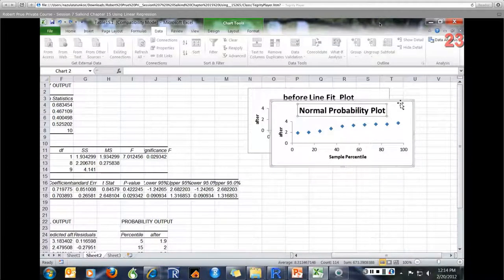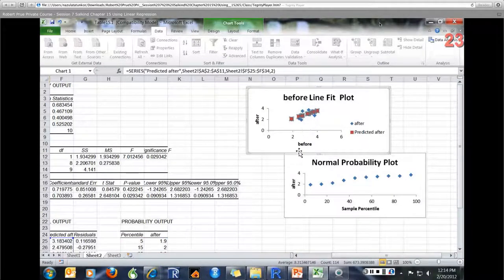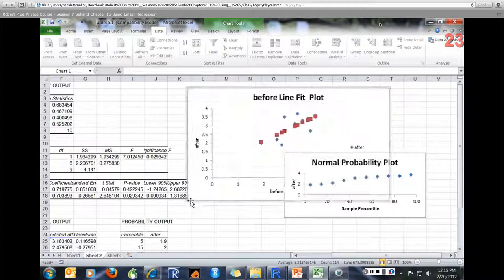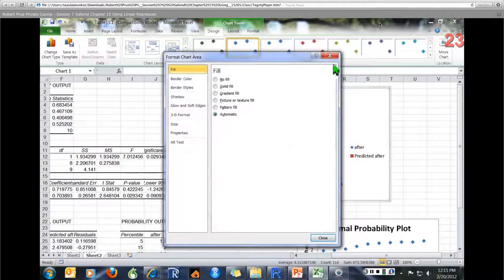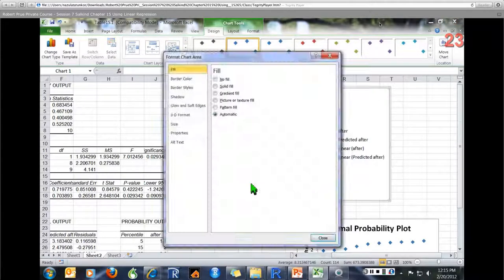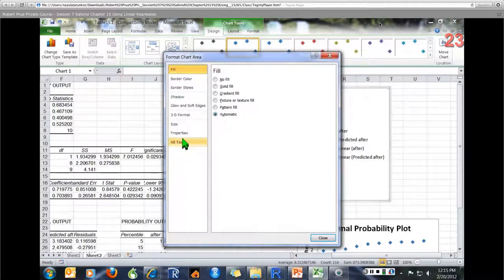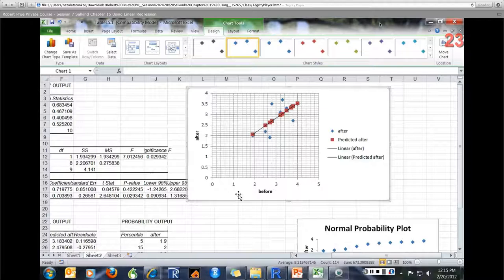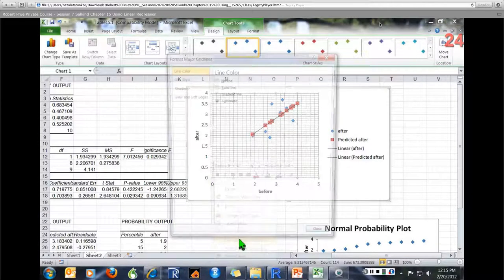Grabbed the wrong place. So here's my plots. And there's the fit line. It's not as pretty as the other one, but it's there. It gives you the information. You can treat it just like you did your other one and format it like that. And you can come down here and you can format your x-axis. Where's my x-axis? Come on, x-axis. Format major grid lines.